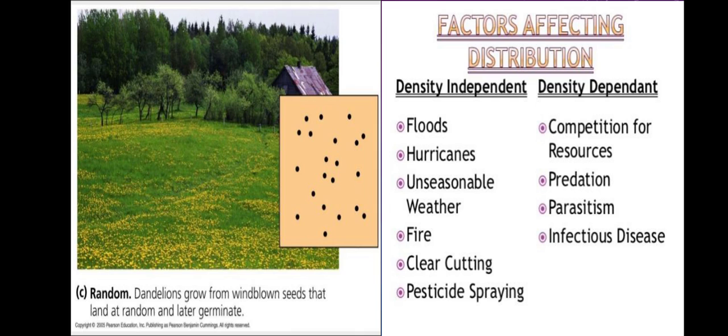Then we see the factors affecting the distribution pattern. Density dependent factors: the first are floods, then hurricanes, then unseasonable weather, then fires, then clear cutting, pesticide spraying, competition for resources, then predation, parasitism, and the last one is infectious diseases.